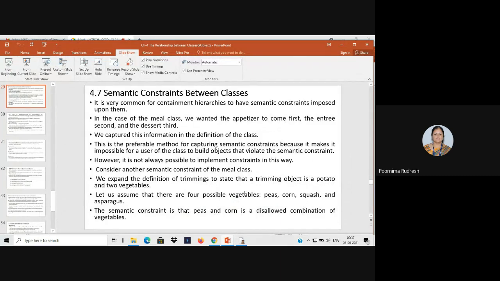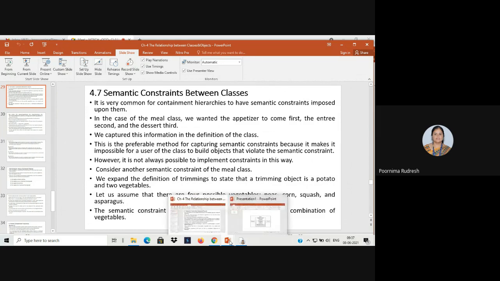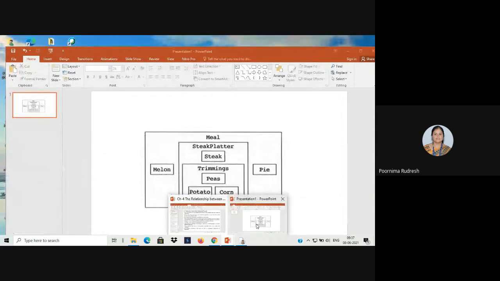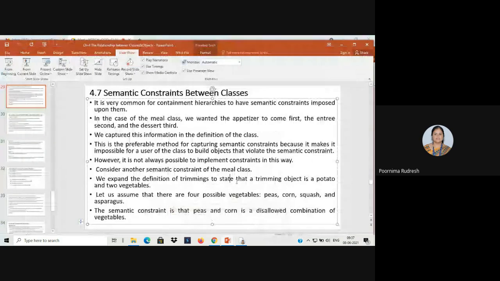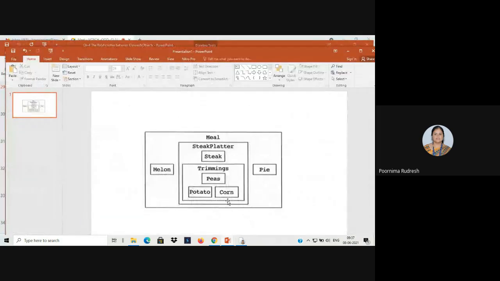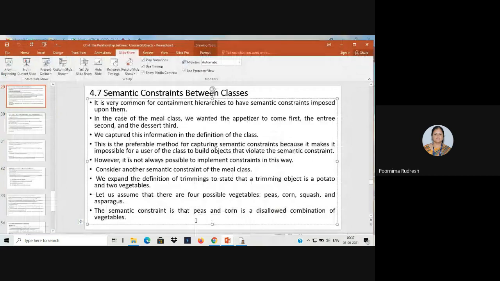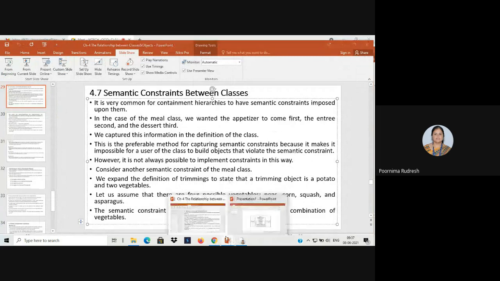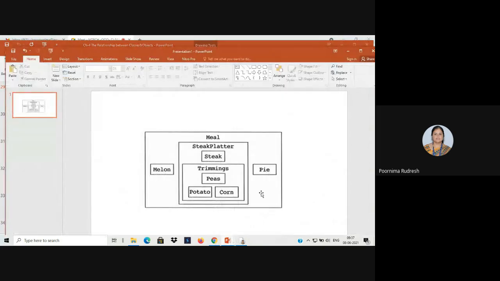But if you want to add one more vegetable, or let us consider that there are four possible vegetables: peas, corn, squash, and asparagus. So instead of peas, potato, and corn, what we want is the peas, corn, squash, and asparagus. Means by replacing the potato, we want to add two more vegetables. One is called the squash, and the other one is the asparagus. Okay, this is our requirement.